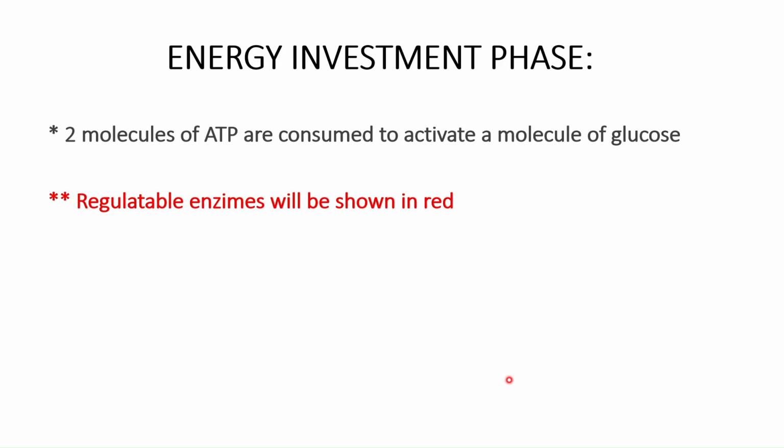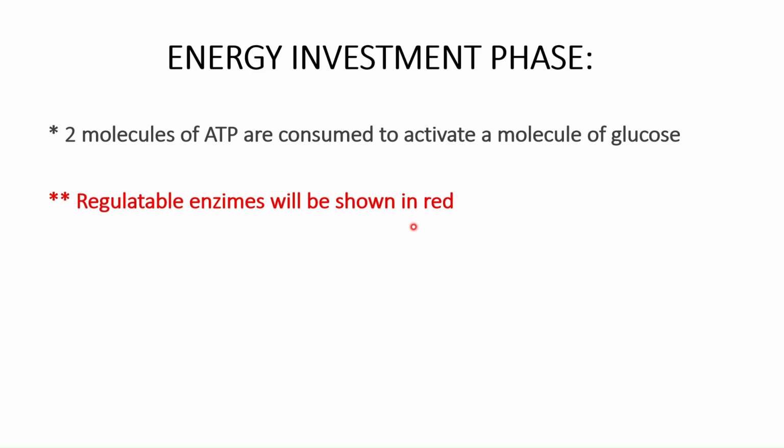Okay, so now we're going to talk about the energy investment phase, in which we need 2 molecules of ATP in order to activate 1 molecule of glucose and then break it down. It's important that you understand that regulatable enzymes are going to be shown in red, and those are the ones that you actually do need to understand and you do need to learn. So out of those 10 enzymes that we're going to study, you will only need to actually learn 3 of them. So this makes the learning process easier.